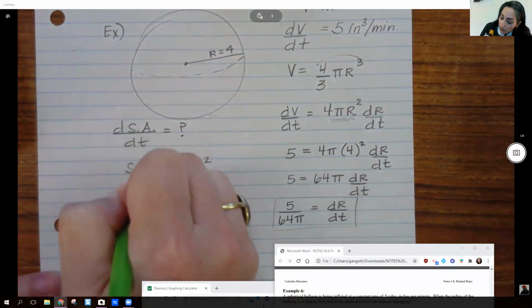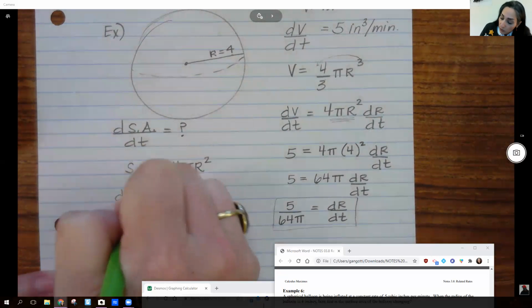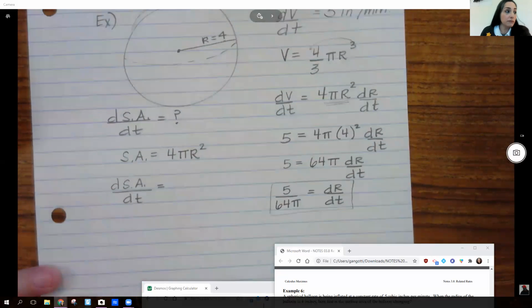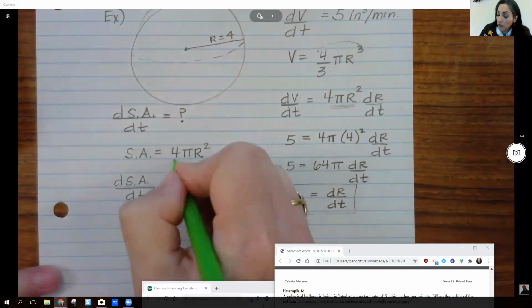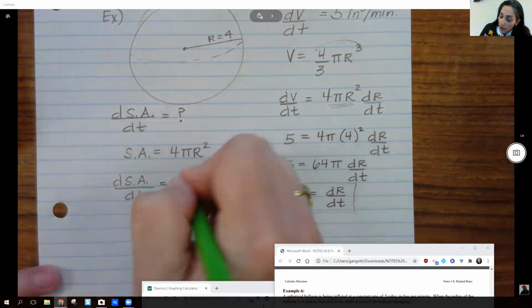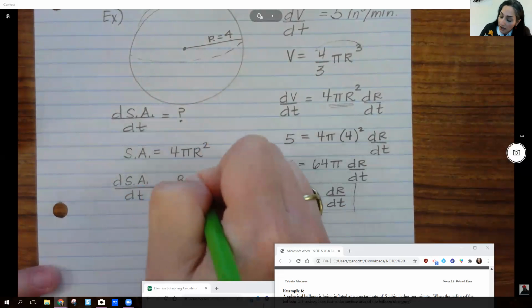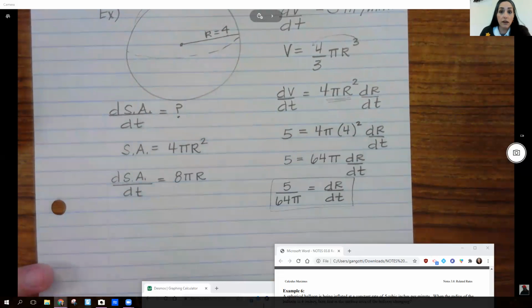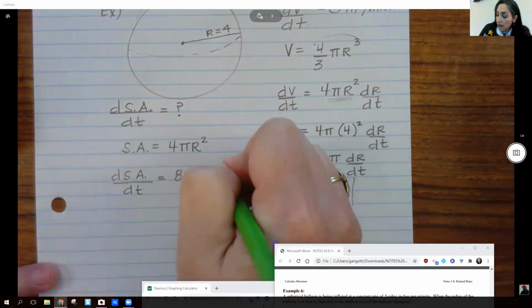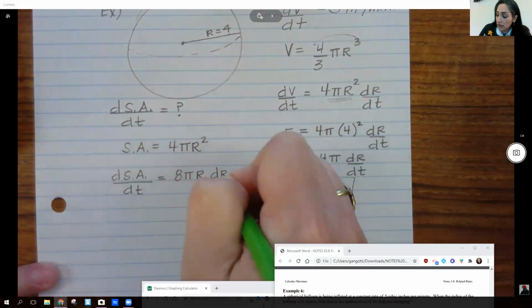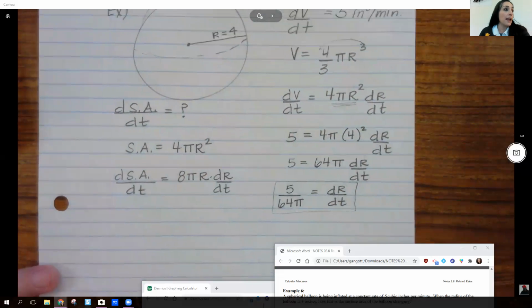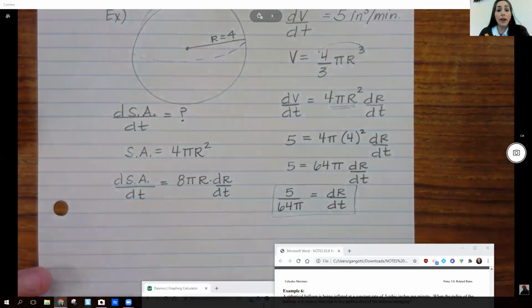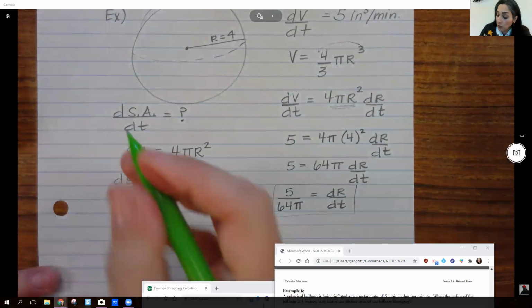So the derivative of surface area with respect to time is, remember 4 pi is just a constant. Bring the 2 out, so this is 8 pi r dr dt, like that. And now we want to know when the radius is 4, how fast is the surface area changing? So you're going to plug in what you've got to work with.